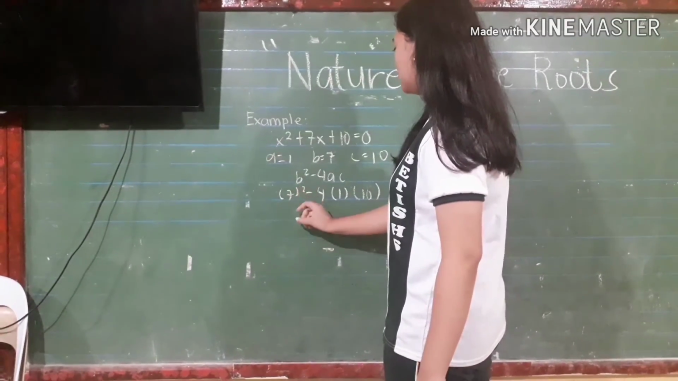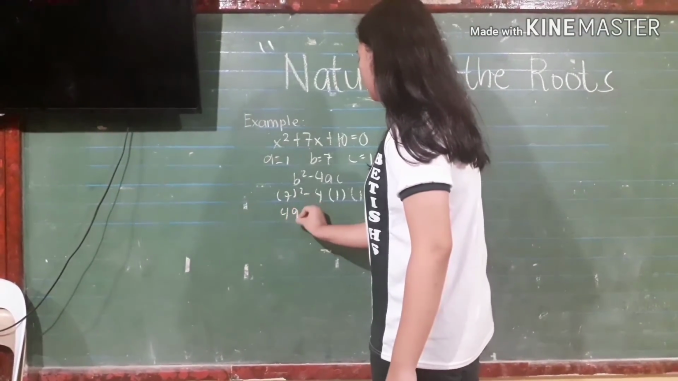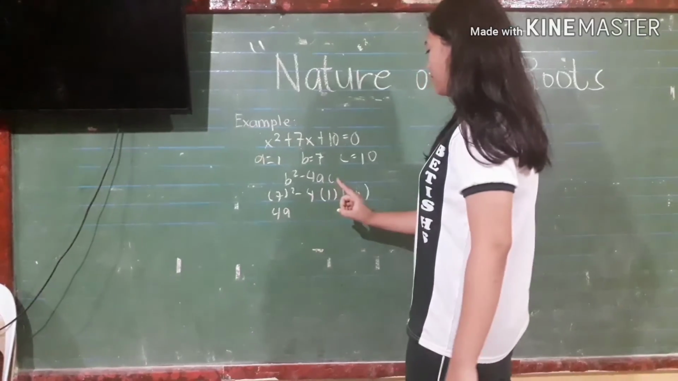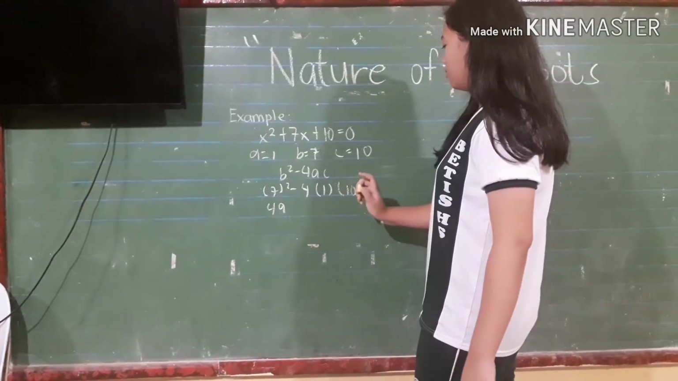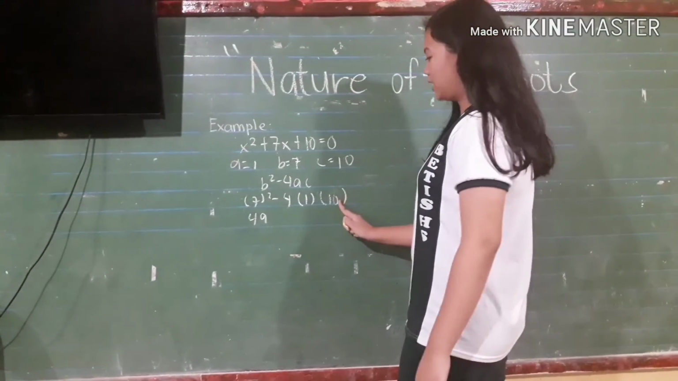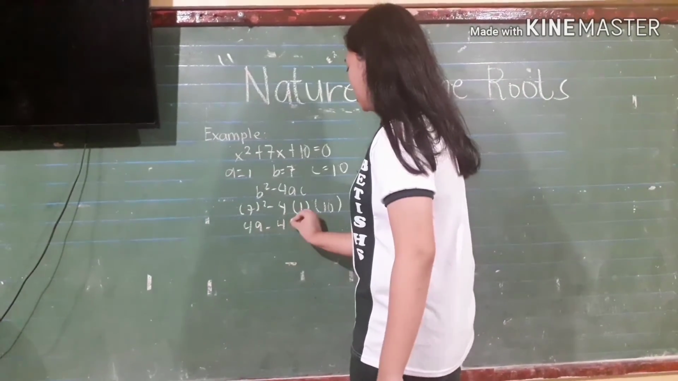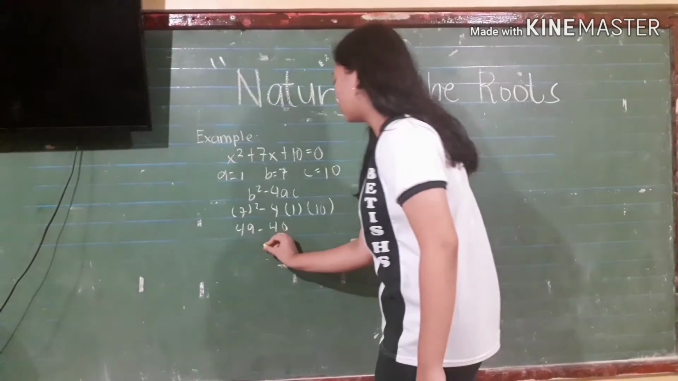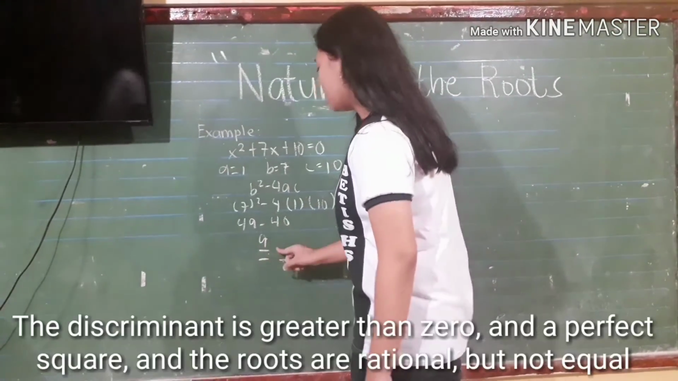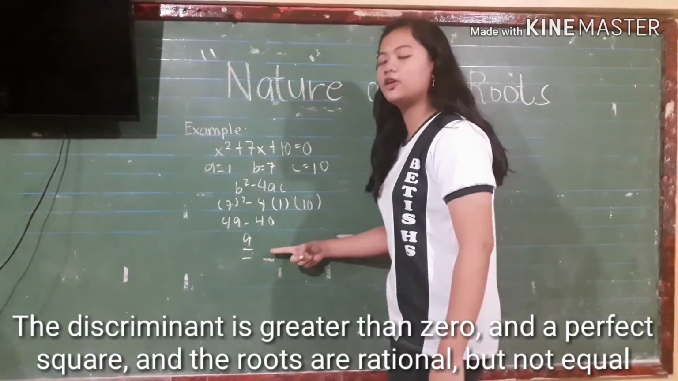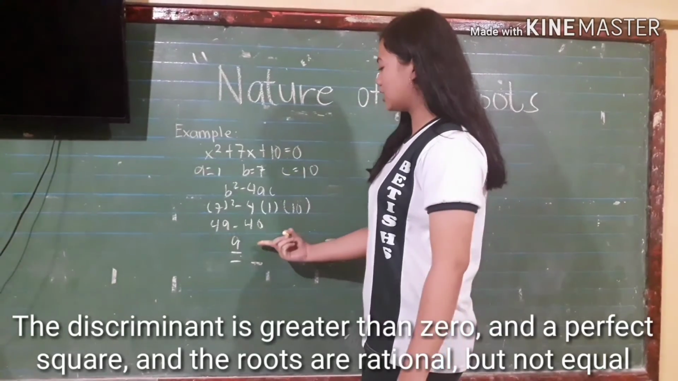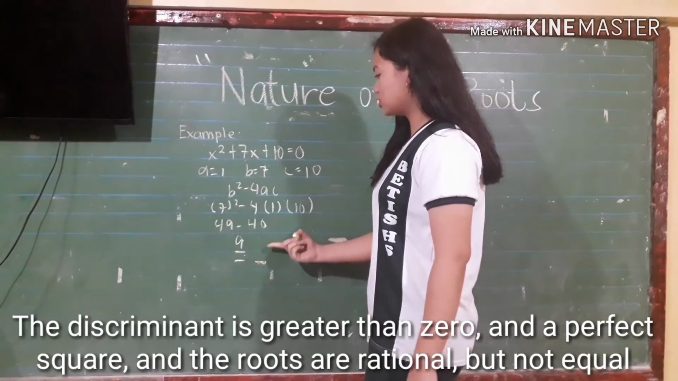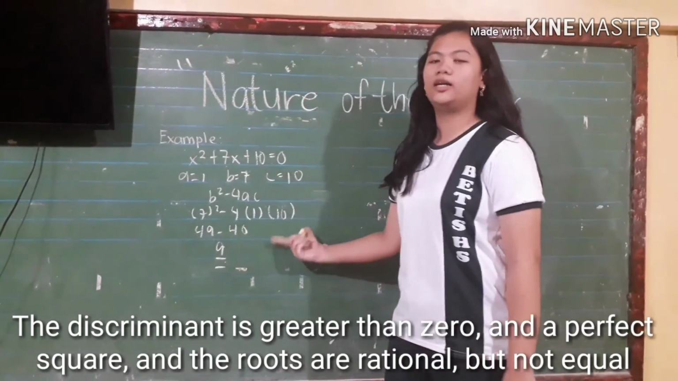7 multiplied by 7 is 49. Negative 4 multiplied by positive 1 is negative 4, multiplied by positive 10 is equal to negative 40. 49 minus 40 is equal to 9. The discriminant 9 is greater than 0 and it's a perfect square. Then the roots are rational but are not equal.